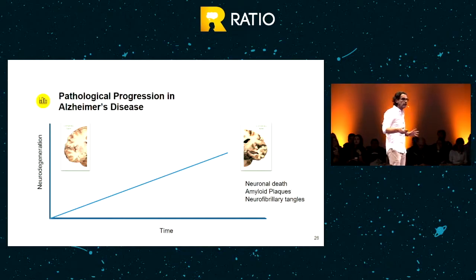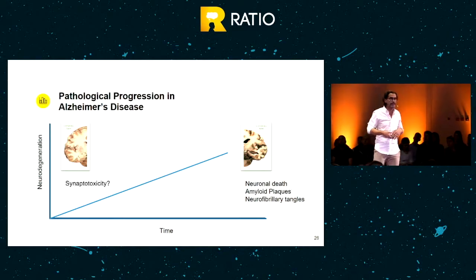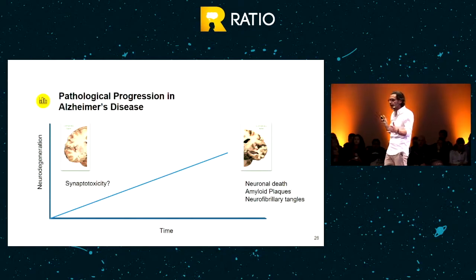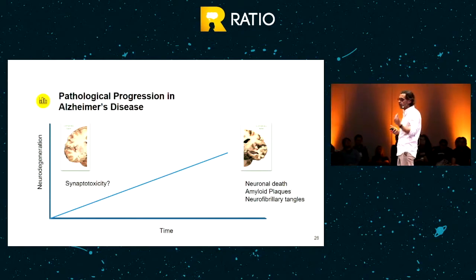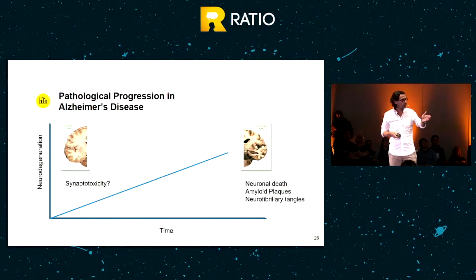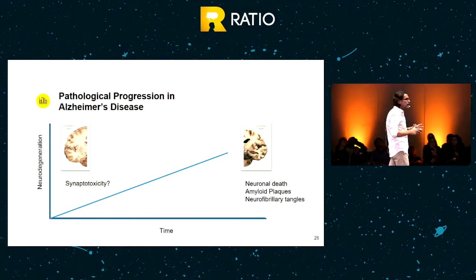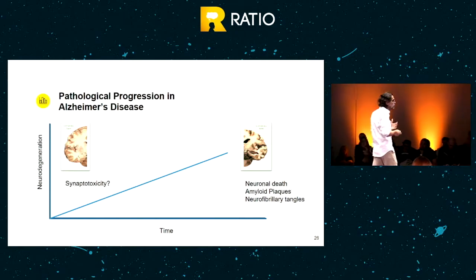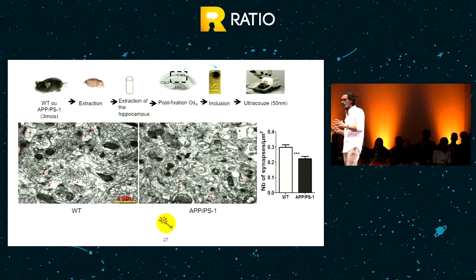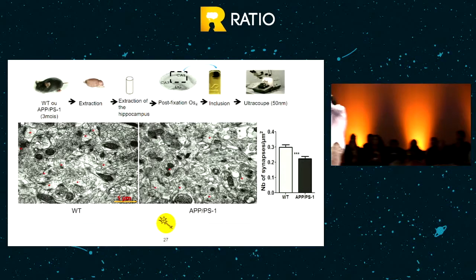So what's going on in the brain from this synaptotoxicity? That's what we call it when you are playing around with the synapse, making it unable to sustain new memory, up to the end of the game where your brain has lost too many neurons to be cured. That's basically what we try to understand in my lab with my students.